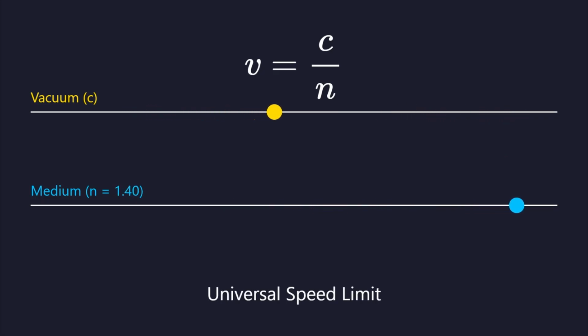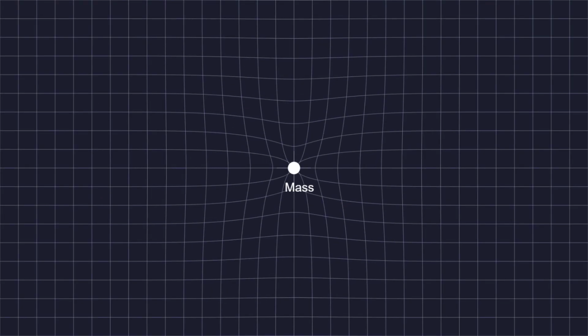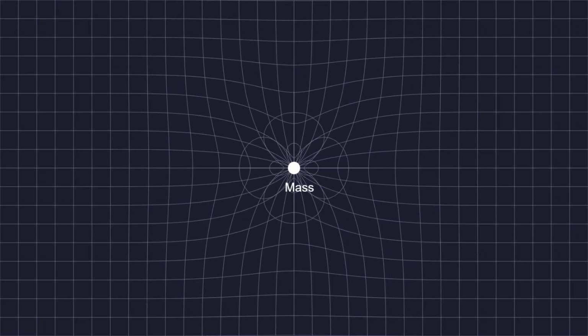The speed of light in a medium is the vacuum speed divided by the refractive index. While the local limit changes, the vacuum speed of light remains the ultimate cosmic asymptote that can never be exceeded by any signal in any environment.